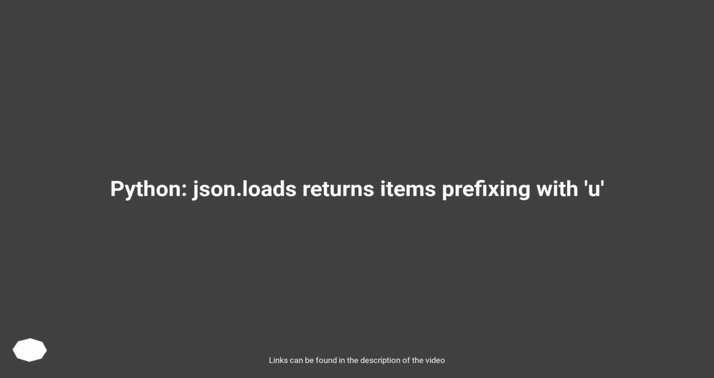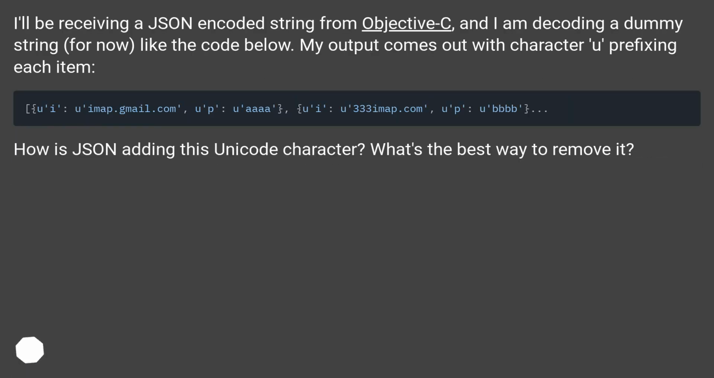Python, json.loads returns items prefixing with u. I'll be receiving a JSON encoded string from Objective-C, and I am decoding a dummy string, for now, like the code below. My output comes out with character u prefixing each item. How is JSON adding this Unicode character? What's the best way to remove it?